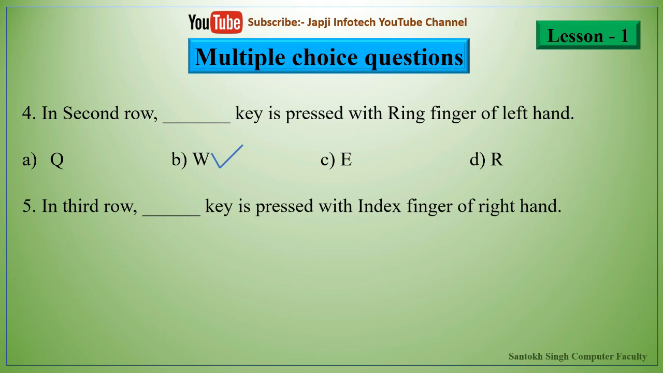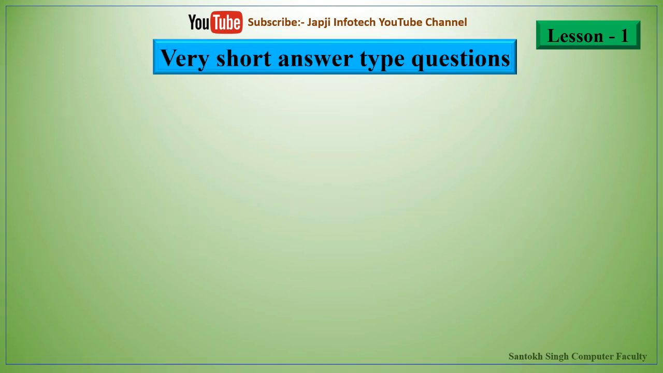So the fifth fill in the blank is: in third row, dash key is pressed with index finger of right hand. So the options are B and M, and M, comma, N. So the right answer is: in third row, M and N key is pressed with index finger of right hand.